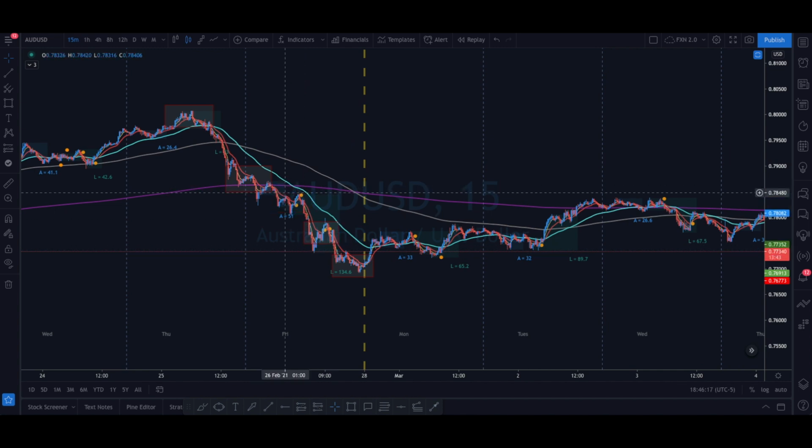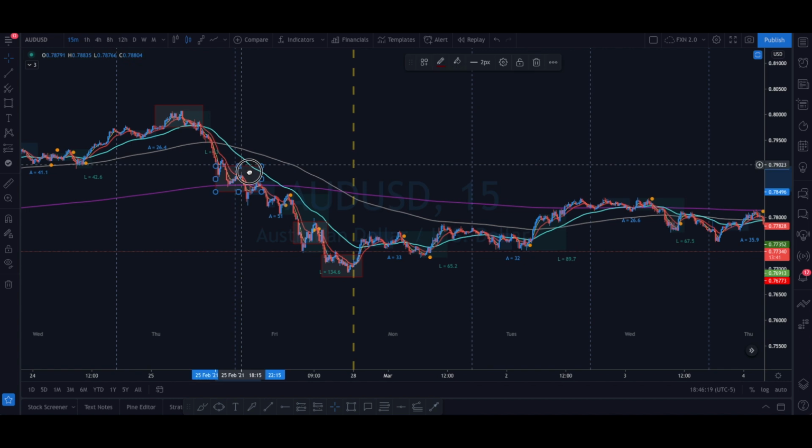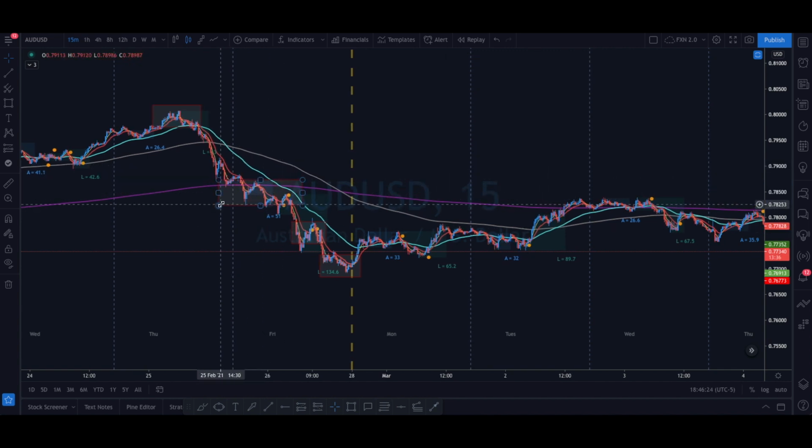Other people will probably count this whole thing as one big level. And that's fine as well. You still get peak high, 1, 2, 3.